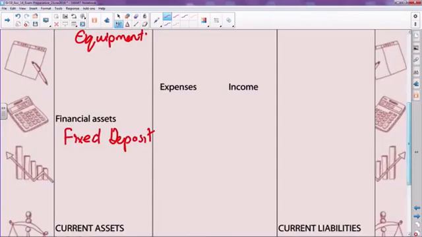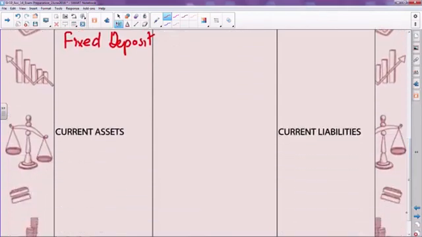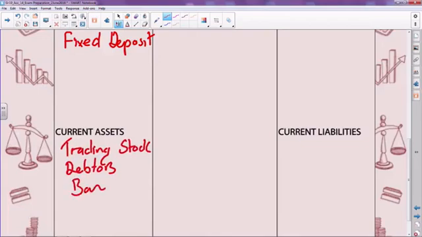And then what do we have as our current assets? We'll have your trading stock. And remember, we can use goods or inventory as an example here. We have your debtors or your debtors control. Then we have bank. We have petty cash.